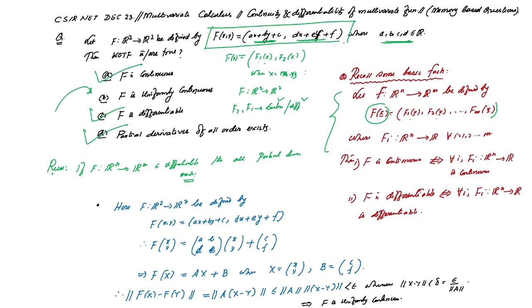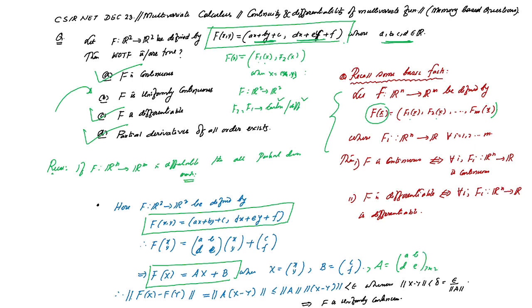I know all of you already find it very easy to show the continuity, differentiability and that partial derivatives exist. But what about uniform continuity? For uniform continuity, we will write this function f(x, y) = (ax + by + c, dx + ey + f) in the form F(x, y) = the matrix [a b; d e] times (x, y) plus (c, f). So we can write it in that form, F(x) = Ax + B, where x = (x, y) and B = (c, f). And what is A? A is [a b; d e], this is our 2 by 2 matrix.